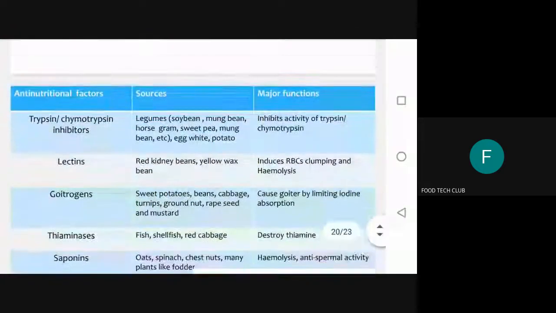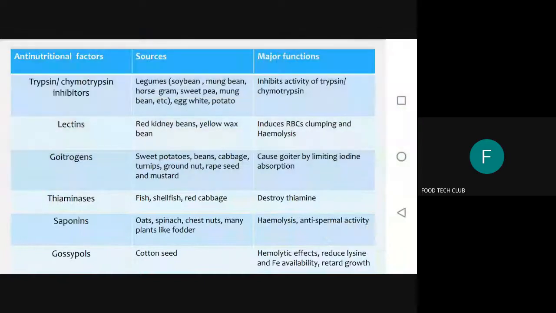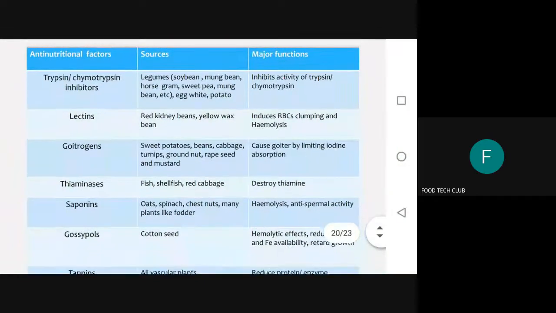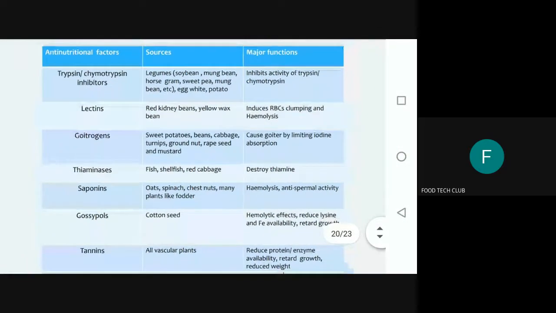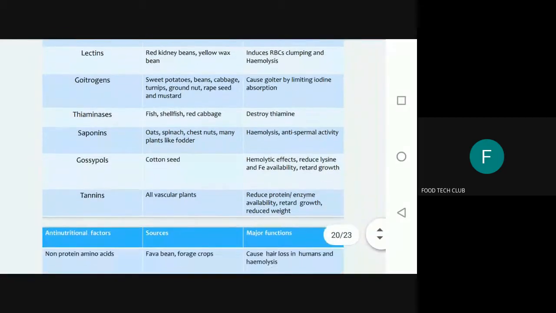So this is in brief in one table. You can see this.